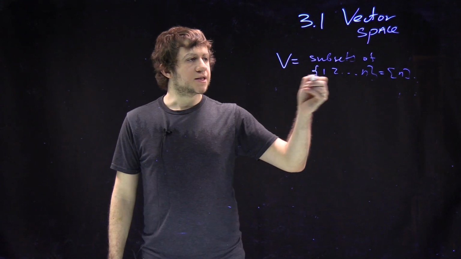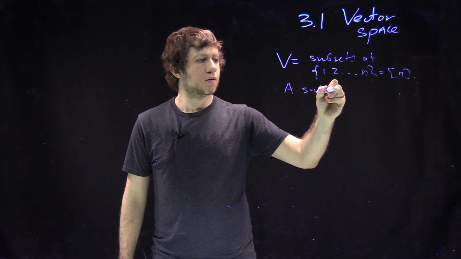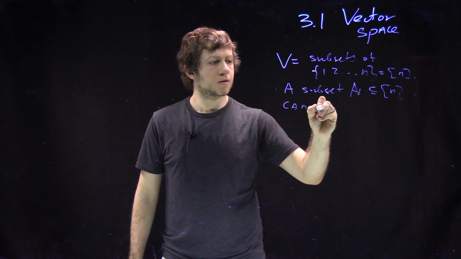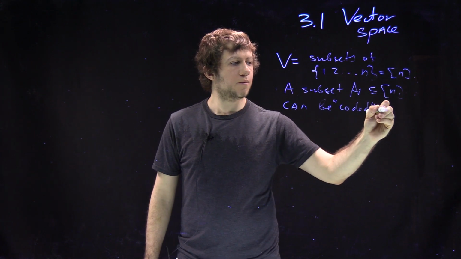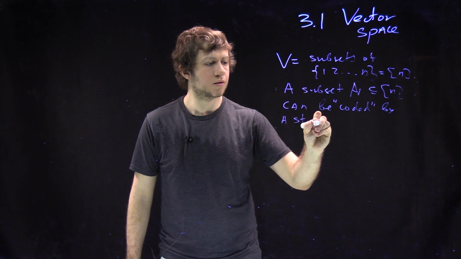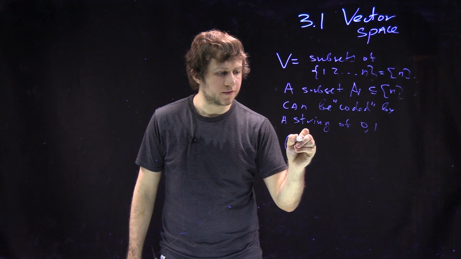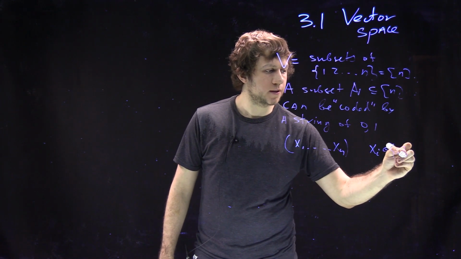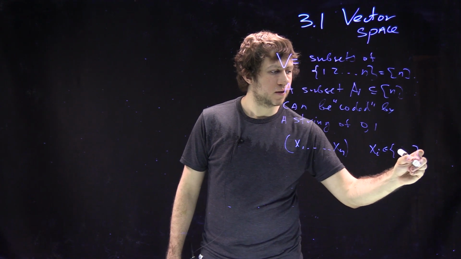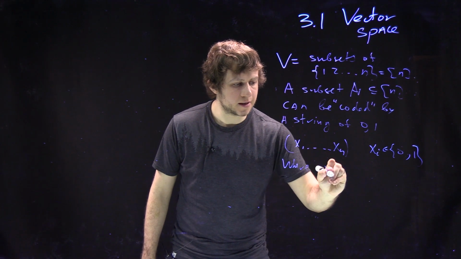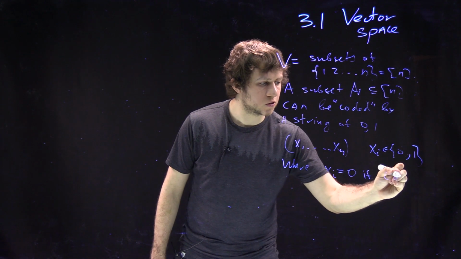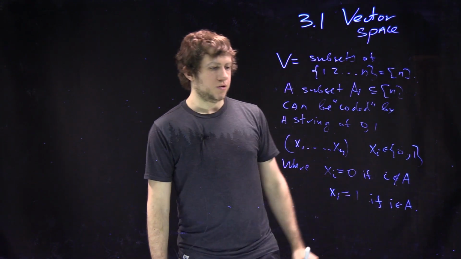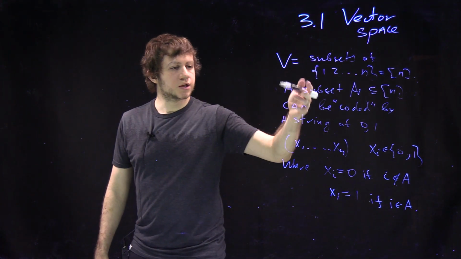A subset A inside V, inside n, can be coded by a string of zeros and ones. So you have a string x1 up to xn, where each xi is 0 or 1, where xi is equal to 0 if i is not inside A, and xi is equal to 1 if i is inside A. So that's exactly how you can code sets.